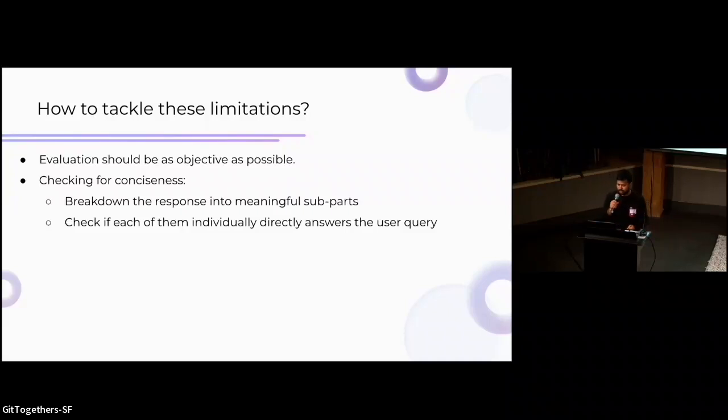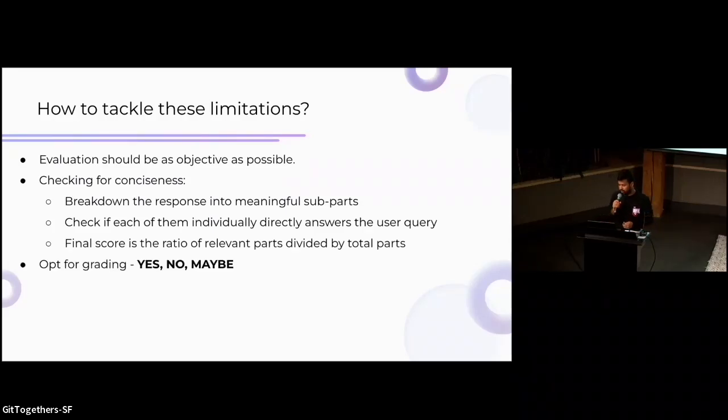So that's why one way we do it at UpTrain is we break down the response into meaningful subparts. Let's say you have a response which is 10 paragraphs long. You break it down into meaningful subparts, and then you check each of them individually and see whether they are contributing to the overall quality of the response, whether this is needed or not. And then finally, you can take a ratio of the relevant portions divided by the total portions. This gives you a much better sense of the conciseness as compared to just asking an LLM to give a score.